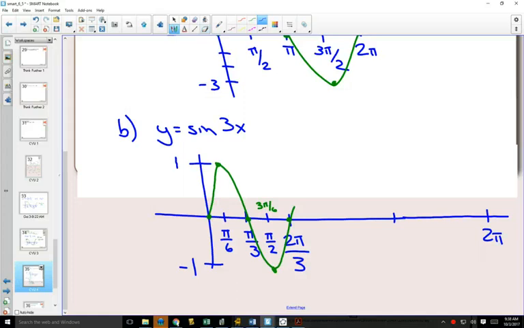Well, every 2 pi over 3 is a full period. So can you see that there's going to be another full period up to here? So if I divide this section into 4 equal parts, and another full period here, so I'm going to divide this section into 4 parts. And we continue with the middle to maximum to middle to minimum to middle to maximum to middle to minimum to middle.